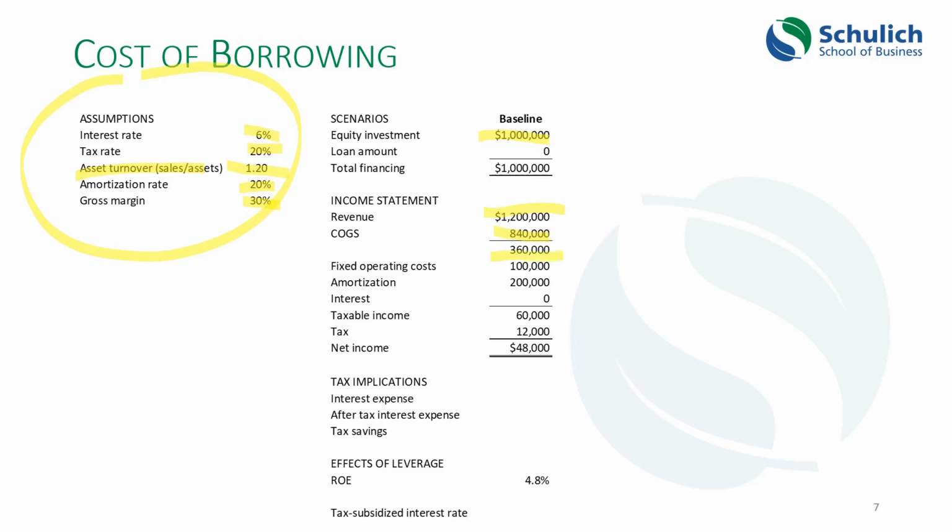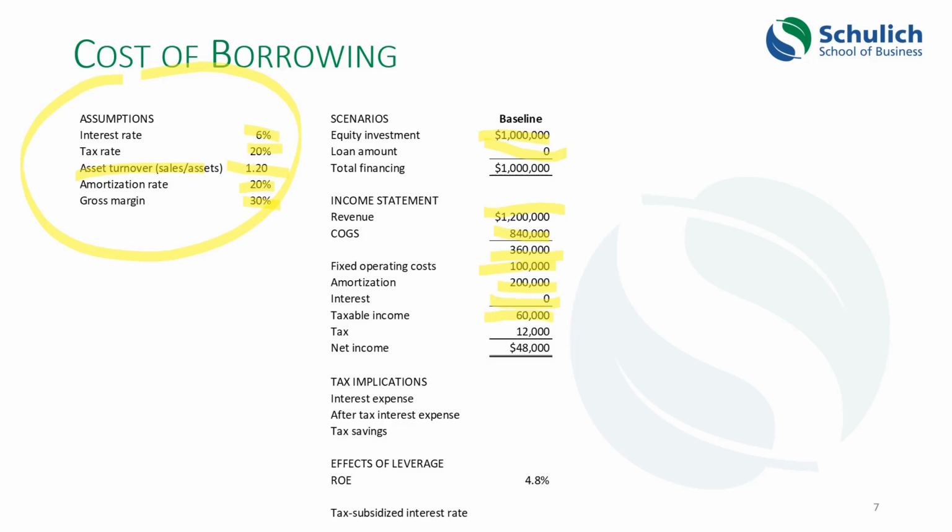margin of $360,000. Now, I have assumed in all the scenarios a fixed operating cost of $100,000, just to plug a number in there. But the amortization is going to be generated by the amount of assets that we've got. So in this case, we've got $1 million worth of assets at an amortization rate of 20%, which must mean that we've got amortization expenses of $200,000. Now, there's no interest expense in this scenario because if you look up at the top, we haven't borrowed anything. And that leaves us with a taxable income of $60,000.